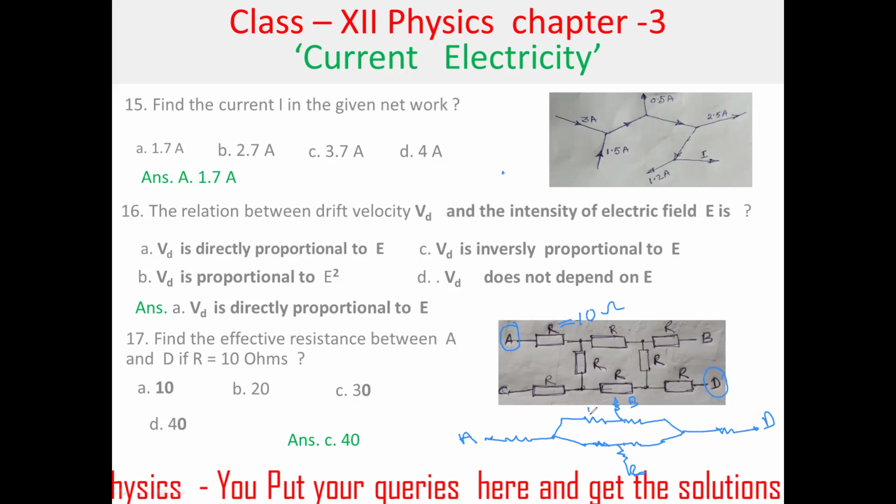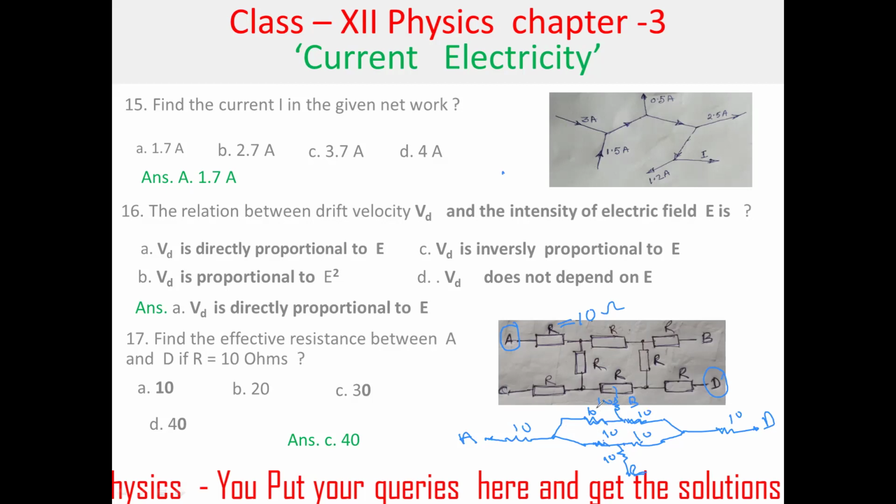So here it is 10, here it is 10, here it is 10, here it is 10. Here also 10, here also 10. This B also 10, this C also 10. So as these B and C terminals are open, they will not come into the calculation. So here you see these two resistances are in series, okay, and these two are also in series.